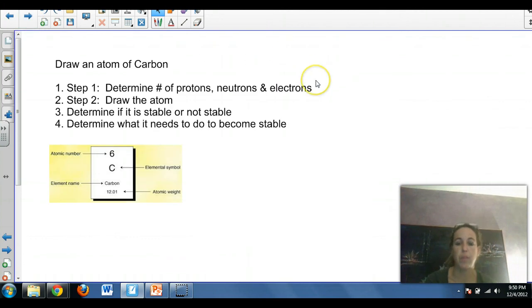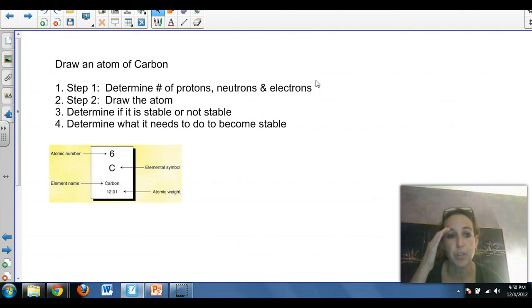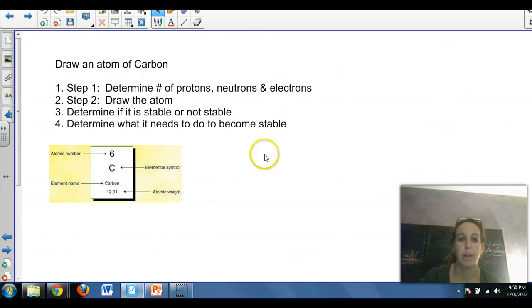Okay, so then the next thing we're going to do is draw an atom of carbon. And there's a couple steps to drawing an atom. The first step is to determine the number of protons, neutrons, and electrons in the atom. And then we draw the atom. And then we determine if it's stable or not stable, and then we determine what needs to do to become stable. So this is an example of the atom off of a periodic table.